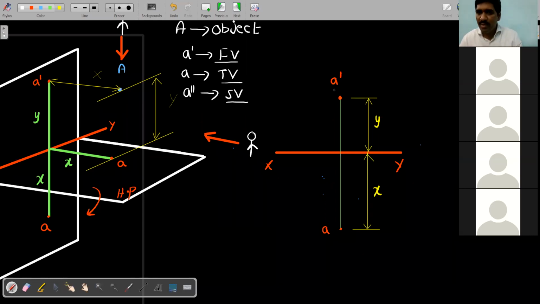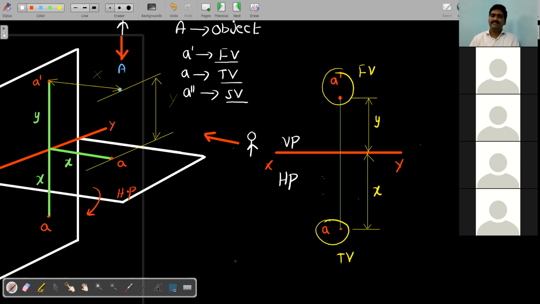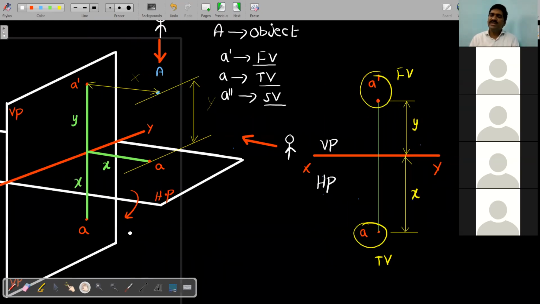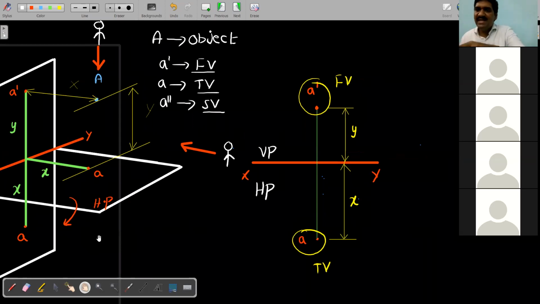Now I am saying some important points for you. This is called the front view, this is called the top view. Okay, so the XY line separates the two: this is called the vertical plane, and this is called the horizontal plane. Okay, did you understand, all of you? In the examination, in the exam paper, you have to draw this figure, all of you.